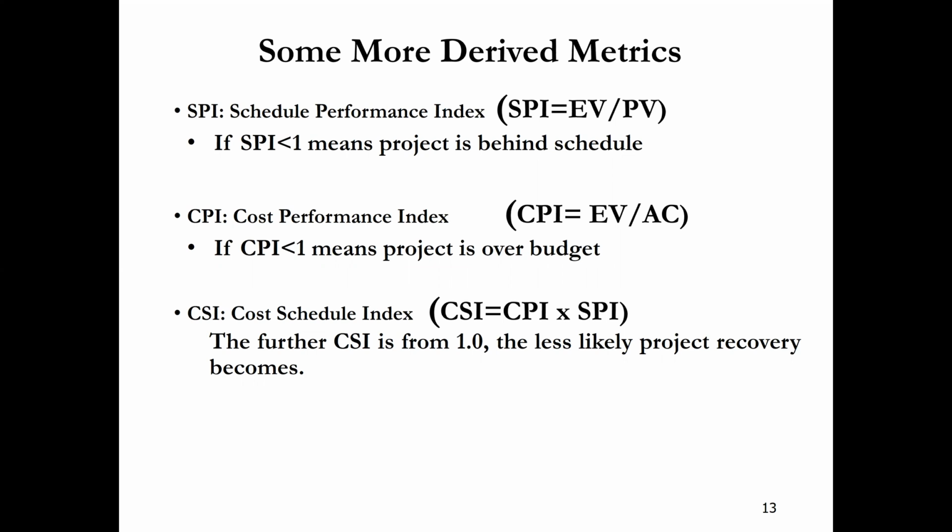So CSI, cost schedule index, is equal to the multiplication of CPI, cost performance index, and SPI, schedule performance index. If both values are less than one, then when we multiply them, the value will be even smaller. The further CSI is from one, the less likely project recovery is possible. So project recovery will not be possible.